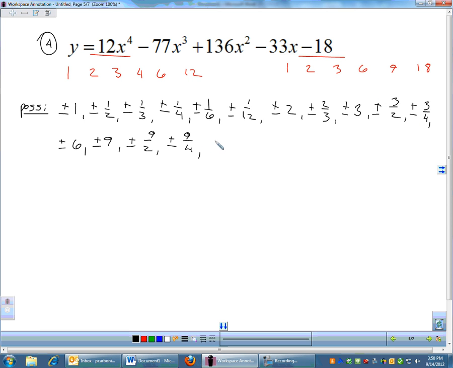So then let's move to 18, plus or minus 18 over 1. 18 over 2 is 9. 18 over 3 is 6. 18 over 4 is 9 over 2, which I already have. 18 over 6 is 3. I have that. And 18 over 12 reduces to 3 over 2, which I have. So those are my possibilities. Wow, that was a lot.